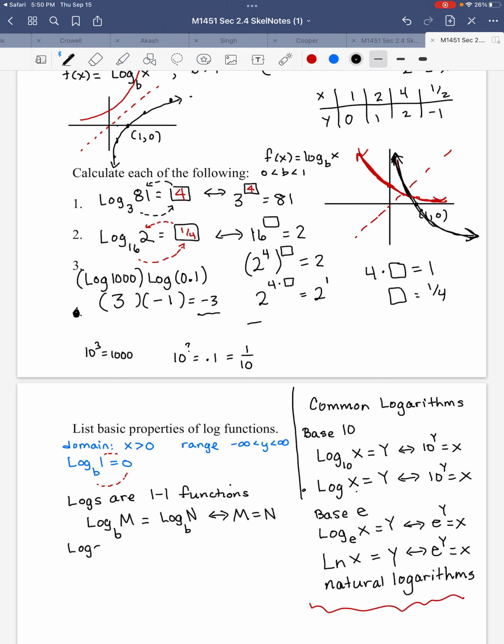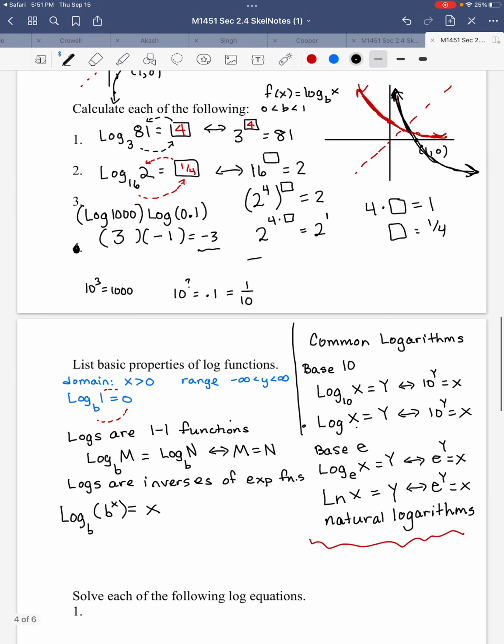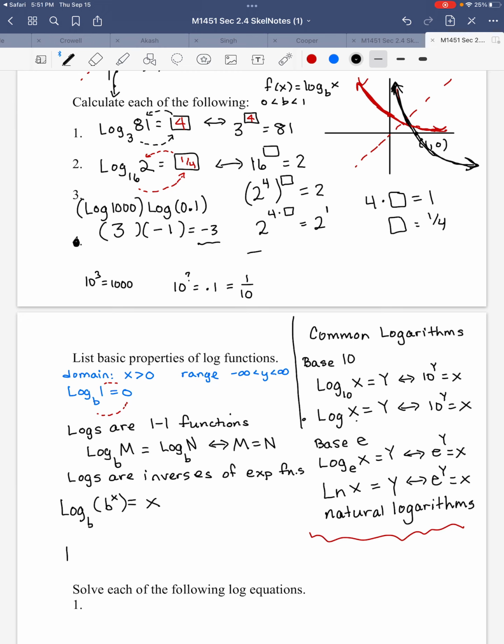Logs are inverses of exponential functions. So if I take a logarithm base b of an exponential function base b, those two rules peel each other off and give you back x. And the other way is true as well. If I have an exponential function base b, but in the exponent we put in a logarithm base b of a number x, then those rules cancel each other out and give you back x.